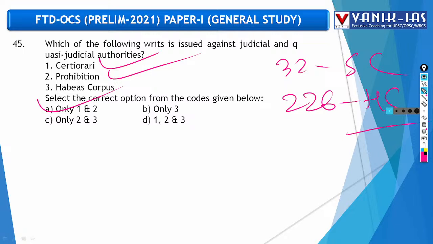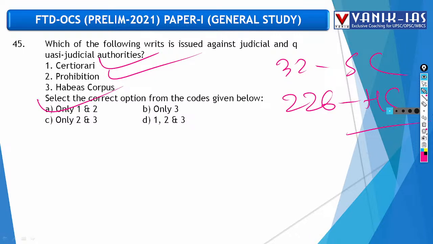Remember, writ jurisdiction in case of the High Court has more power compared to the Supreme Court, because the High Court can issue writs in any matter, but the Supreme Court issues writs only in case of violation of fundamental rights. Okay.